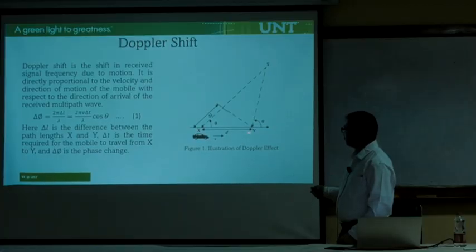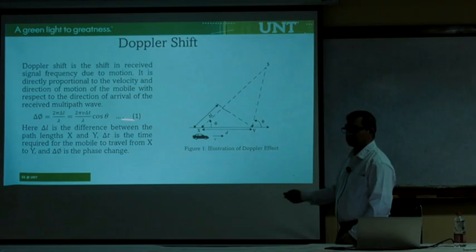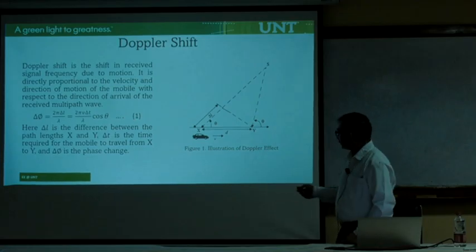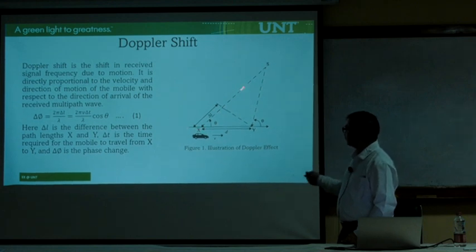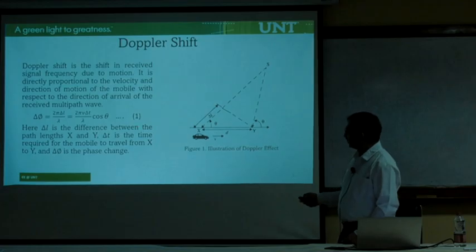And then when your vehicle is moving to Y, it has a different path. So in this case, you have a longer length, and now it is a shorter length. Or if the vehicle is going the other way, you will see again the path is going to be increasing. If you go from X to Y, the path length becomes shorter, but if you go the other way, it increases.